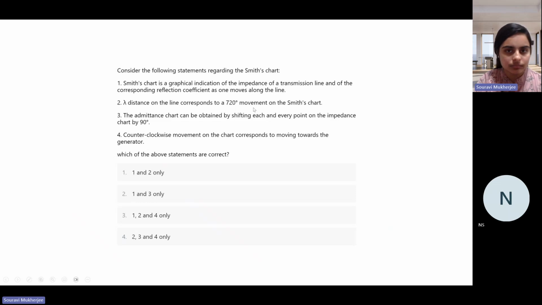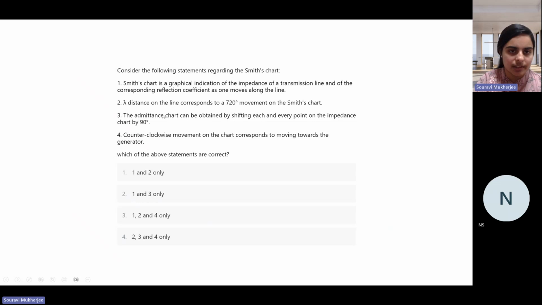So can you tell me if this is correct or not, based on whatever we had discussed? Yes. It's because lambda by 2 corresponds to a 2 pi phase, right? So that means lambda corresponds to 720-degree phase, and you come back to the same point in the Smith chart.